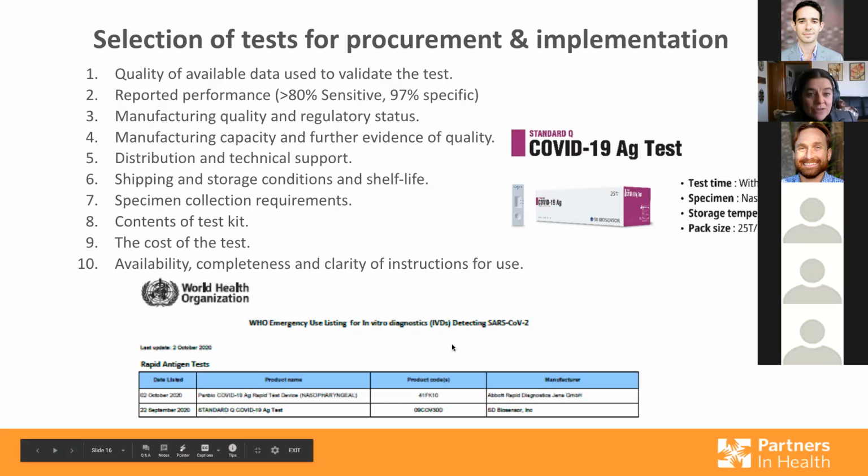You have to take into account the regulatory status, FDA or CE approvals, the manufacturer capacity, the distribution and technical support that the manufacturer gives you, shipping and storage conditions, shelf life, specimen collection requirements, and the contents of the test kit, whether you have everything in the box or you have to buy more things to perform that test. Obviously the cost and how easy it is to use.